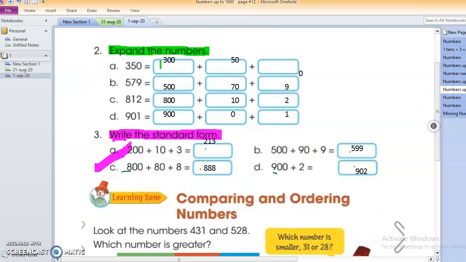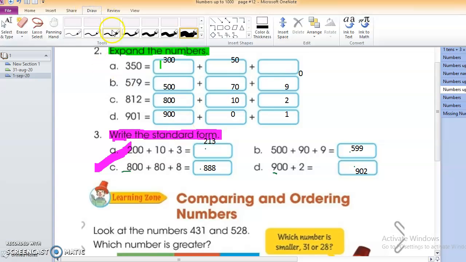Today we are going to complete this part 3, that is, we have to write the standard form. For writing the standard form, you need to check the first digit of each expanding number, right? This is like 200. If you pick 2 from here, 1 from here, and 3 from here, this will be your number.